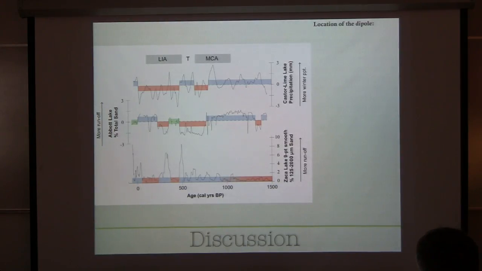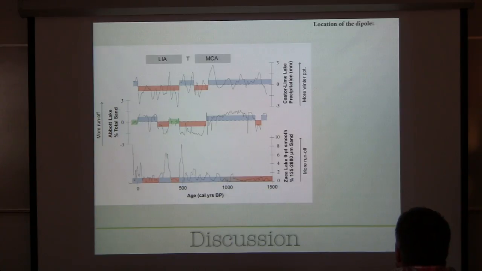All right, so then this is our figure showing our comparison. We have Castor and Lime Lakes at the top, Abbott in the center, Zaca on the bottom. And they're arranged according to their latitudinal position, so it helps you see it better. So Castor and Lime Lakes north, Abbott's in the center, Zaca's the furthest south. The different colors represent the different hydrologic interpretations, blue being wet, red being dry, green being average.